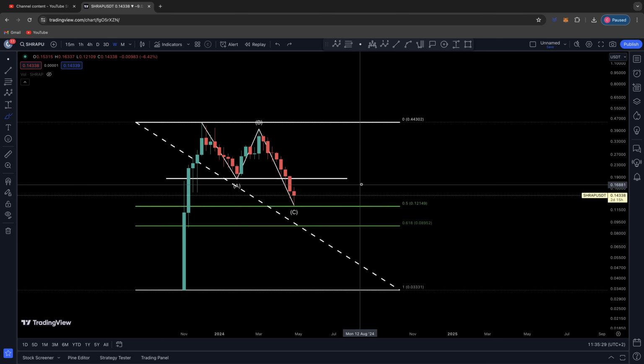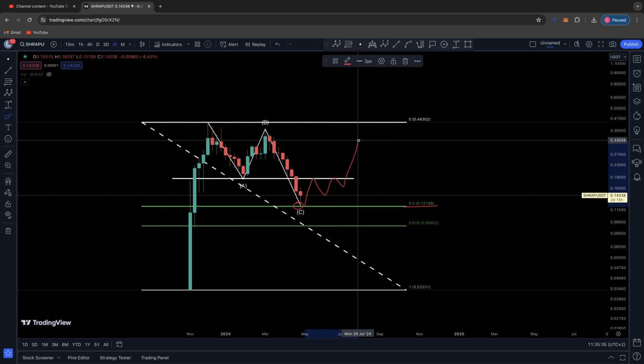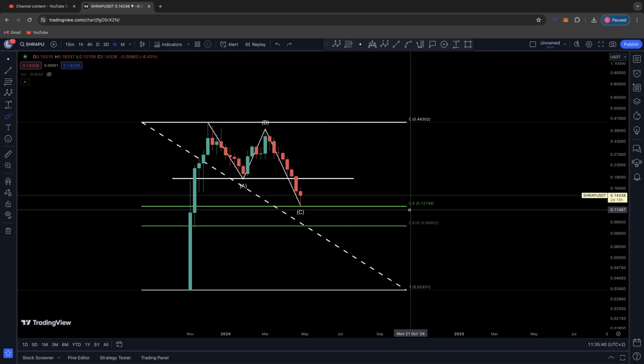So again, looking at this, if this is the case, then potentially that would be the 050. This 12 cents is the low, and you're looking to start coiling up here, breaking out, and looking for the retest. Okay, that's the bullish case scenario.